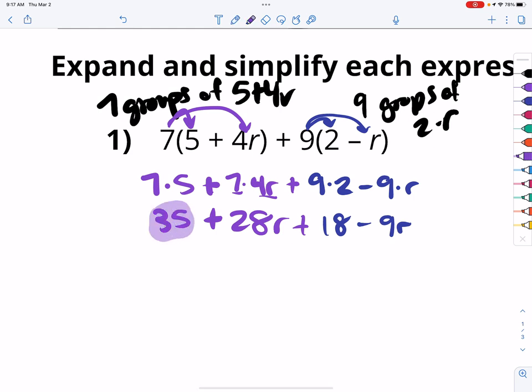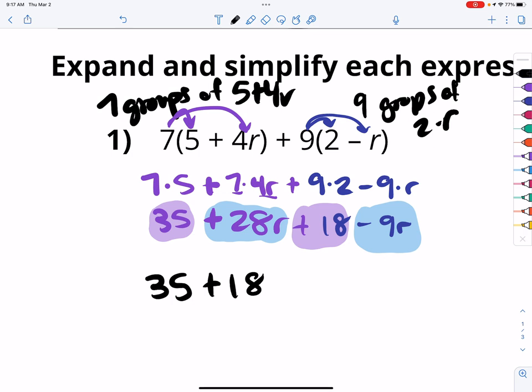I'm going to color code by highlighting my like terms. 35 is a constant, and 18 is a constant. I'm being very careful to include the operations with these terms as I highlight them. And then we have our 28r minus 9r. When I write this out, I am going to keep the order so that we have the addition first and then the subtraction. So 35 plus 18, and then here I would rather do 28 minus 9, so I'm going to list this as 28r minus 9r. And remember, we can do that as long as we keep the operation with the term that it comes with.